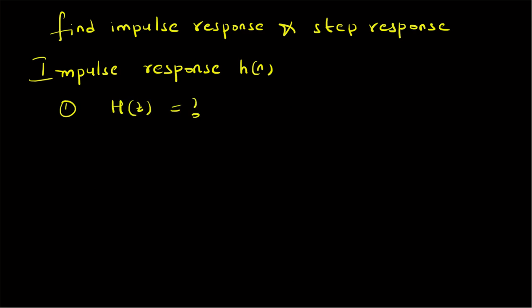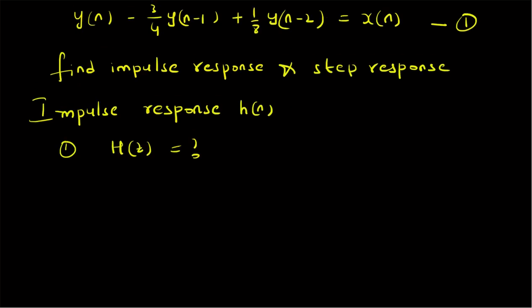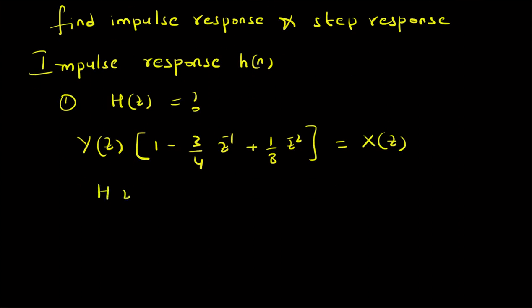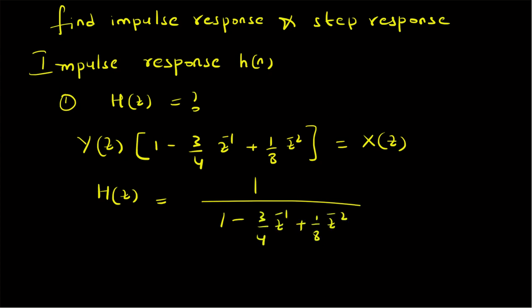We can determine the function h of z by applying z transform to the system equation. That is, by applying z transform to equation 1, we can write Y of z multiplied by 1 minus 3 by 4 z power minus 1 plus 1 by 8 z power minus 2 equals X of z. So from this equation we can write that H of z, the system function, is equal to 1 upon 1 minus 3 by 4 z inverse plus 1 by 8 z power minus 2.